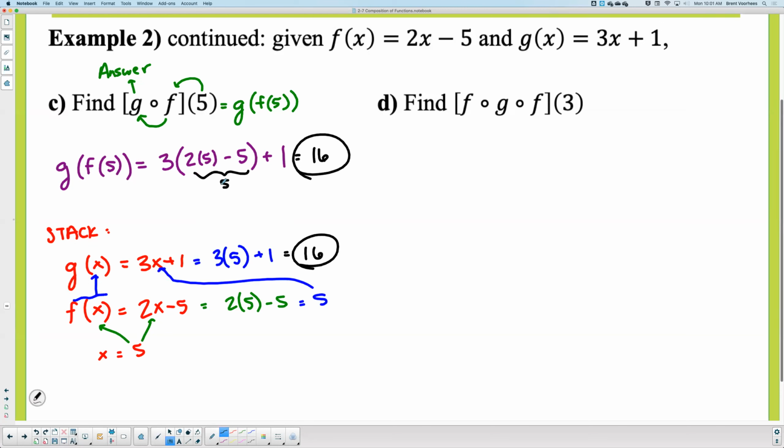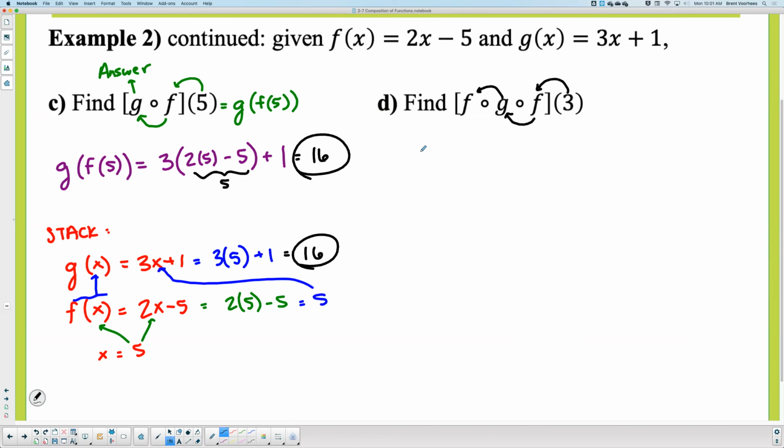All right. So this one, again, I'm going to do pure algebra first, and then I'll do the stack technique. What do I do this time? I plug 3 into F, plug that into G, and then plug that into F once again. So if I were writing out pure algebra, I would start with the F. I'm just going to start plugging into the equation.